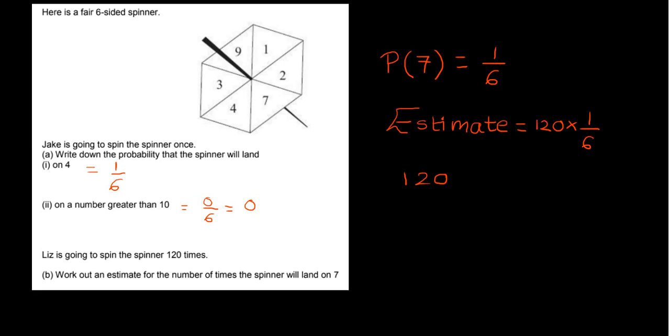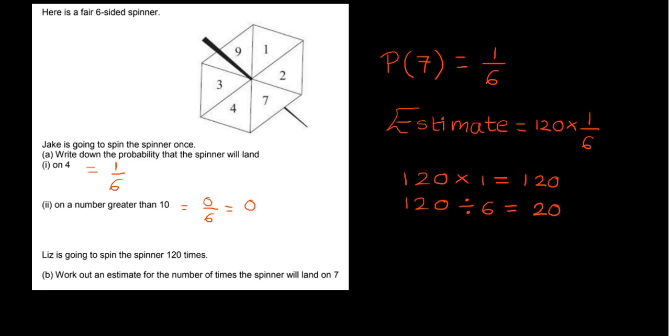There's a few ways you can do this. So you can do 120 times 1, so multiply by the numerator. When you multiply a whole number by a fraction, you can multiply the whole number by the numerator, and then the answer you divide by the denominator. Okay, 120 divided by 6, that gives you 20.